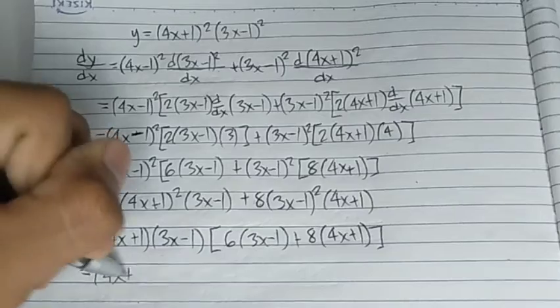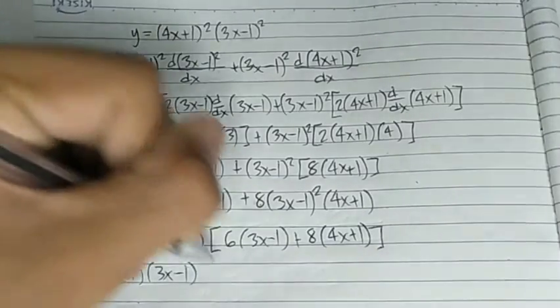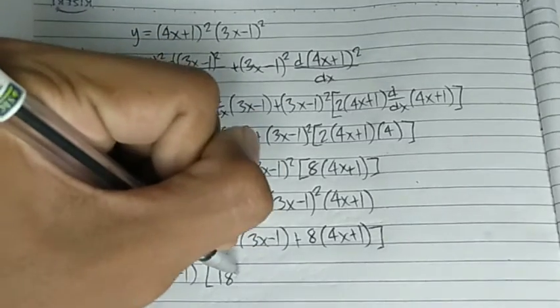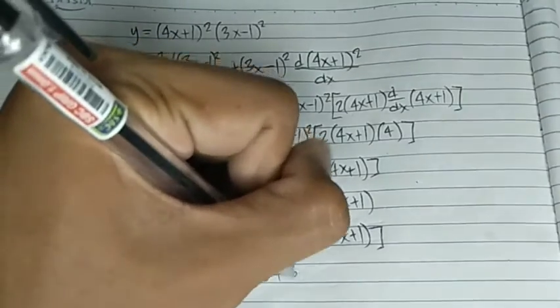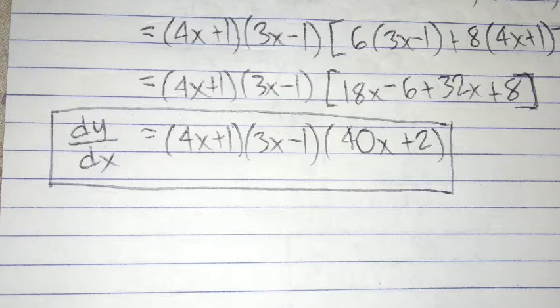dy over dx is equal to 4x plus 1 times 3x minus 1 times the quantity of 18x minus 6 plus 32x plus 8. This has now become dy over dx equals 4x plus 1, times the quantity of 3x minus 1 times the quantity of 4x plus 2 as our final answer.